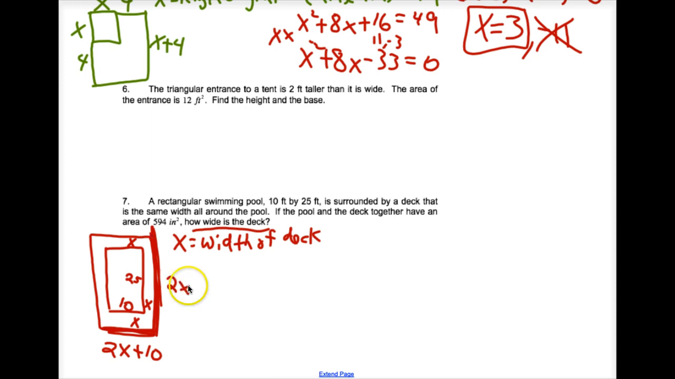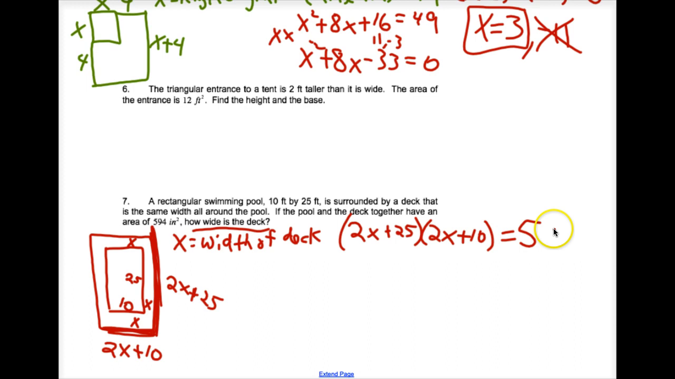2x plus 25. Should we put that in FOIL form? Well, how do you find the area of a rectangle? Length times width. And you know it's 594. Oh yeah, we put it in FOIL. So you're going to go (2x plus 25) times (2x plus 10). That's how you find the area of a rectangle, and you know from the problem that the area is 594.